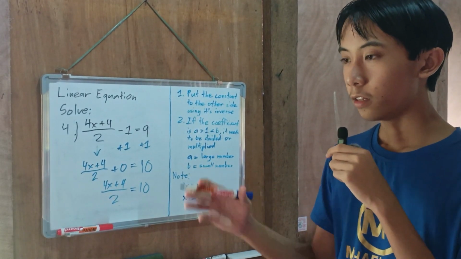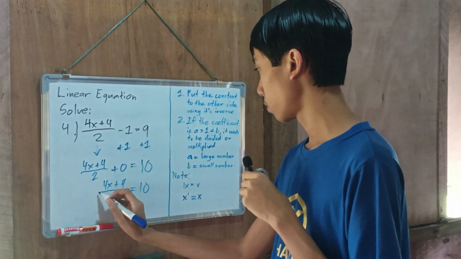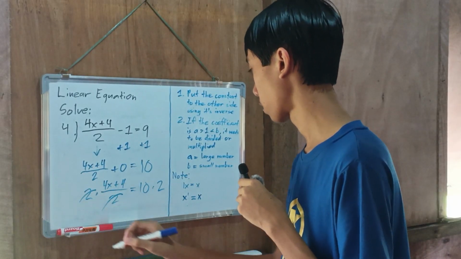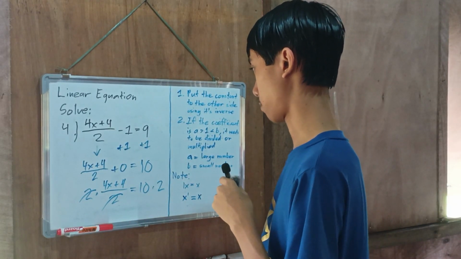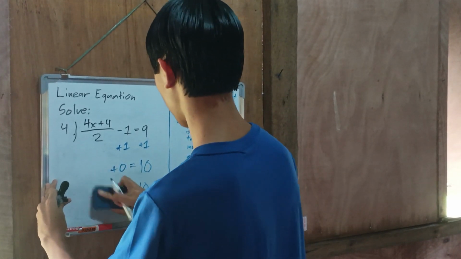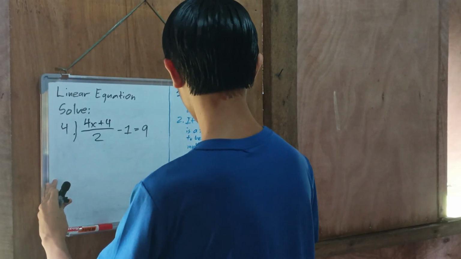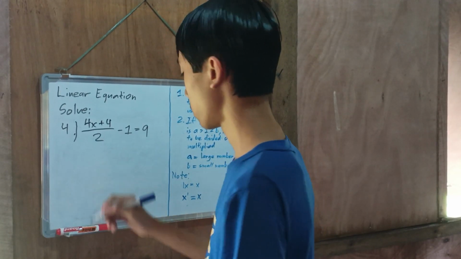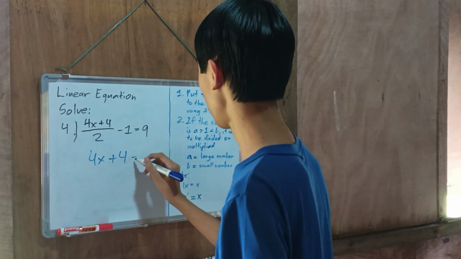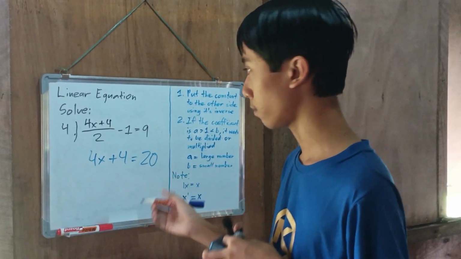Now we're going to eliminate the denominator first, so that we could solve the numerator part. So it would be 2. That means that we're gonna write it on. So that means that 4x plus 4 equals 20. It's still the same thing. We're going to use the same technique once again.